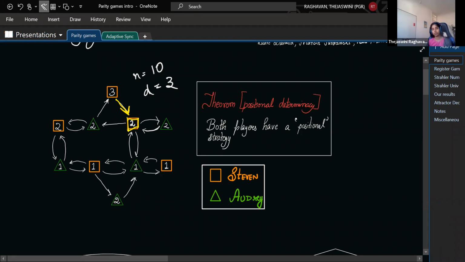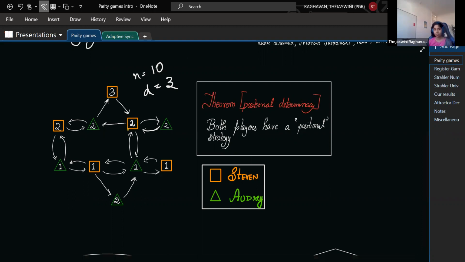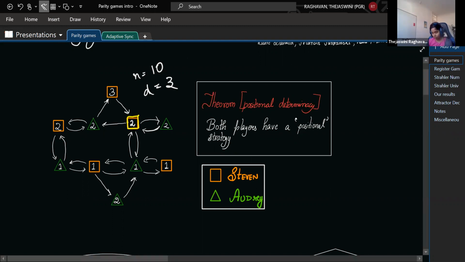So the token moves to this vertex with priority 2. Now it's again Steven's turn because this 2 is also owned by Steven. But Steven has more choices here because he can either choose that edge or the other one to move the token. Let's say, for instance, that Steven chooses to move the token here. Now it's Audrey's turn because the triangle is owned by Audrey, and Audrey chooses the next move. She has no choices here, but let's say she does this.